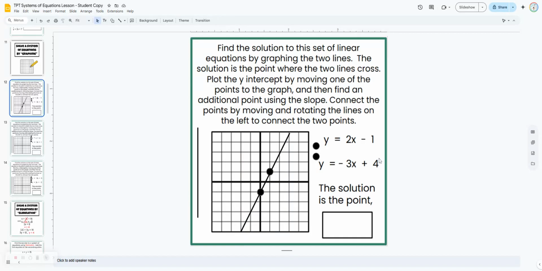Now the second line has a y-intercept of 4, so I'm going to move this point to 4 on the y-axis. And again, just click and hold on it. To find another point on that line, I'm going to use the slope of -3. So from here, I'm going to count down 1, 2, 3 to the right 1. There's already a point there. So if I connect these 2 points, I'll have my second line. And again, click and hold. And I'm going to click and hold on the little blue circle and then have this line go through the 2 points. And I want to make sure I've got my slope of -3.